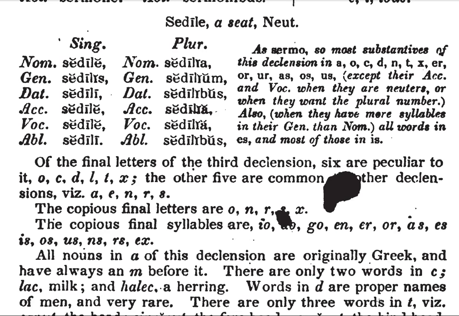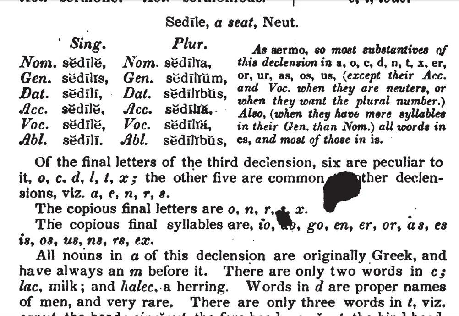As with sermo, so most substantives of this declension in a, o, c, d, n, t, x, r, or, ur, as, os, and us, except the accusative and vocative, when they are neuters, or when they lack, that is, want, the plural number, also when they have more syllables in their genitive than nominative, all words in s and most of those in is.